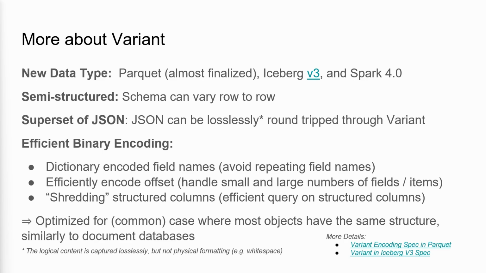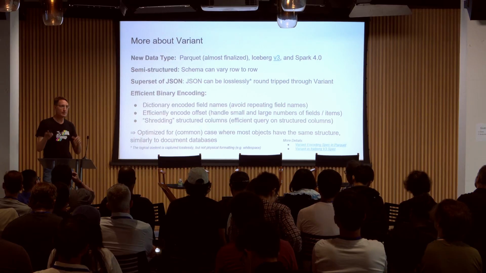This is more of a wall of text slide that describes the high-level things about Variant. It's a new type that's been added to the Parquet spec. It's not entirely finalized, but I don't expect any technical changes between now and when it is finalized. It's in the official Iceberg v3 spec, and Spark version 4, which just got released, can read and write it. So it's a data type that's being driven through the ecosystem. Again, the major use case is if you have a pile of data stored as JSON, you want to put it in Parquet so you can query it quickly. That's the primary reason.